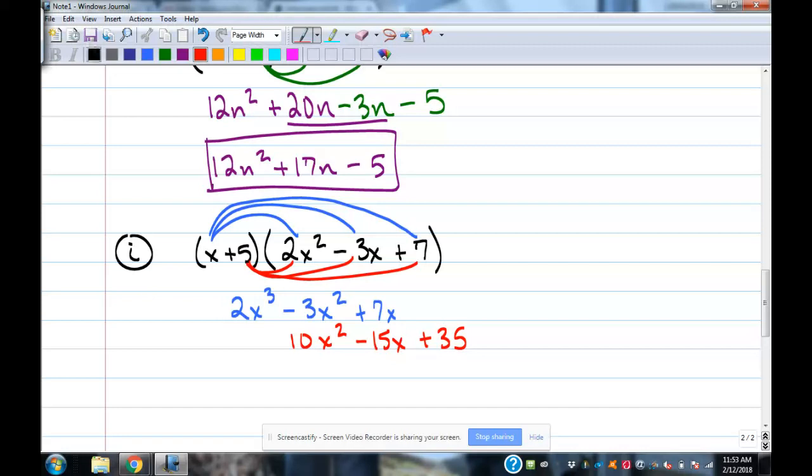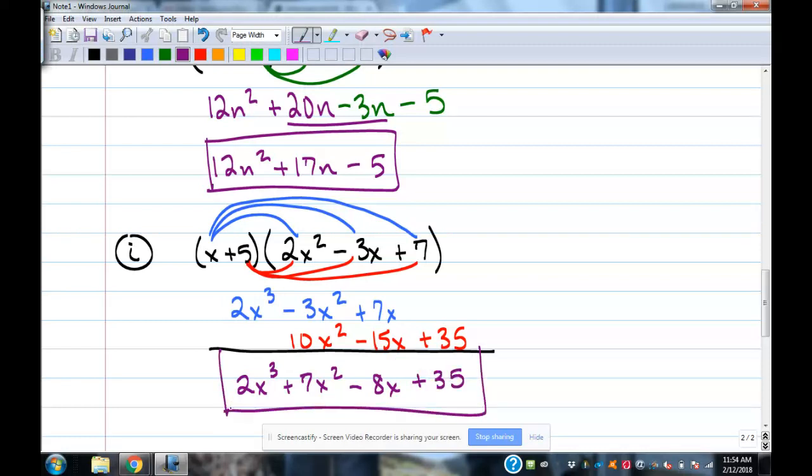Now, here's the beauty of that. When you stack it like that, then you just put the like terms together. Is there anything like this one? Drop it down. 2x cubed. What are these two put together? 7x squared, right? Positive 7x squared. What's positive 7 and -15x? -8x. Is there anything like the 35 up here? Nope. So just drop it down. Plus 35.